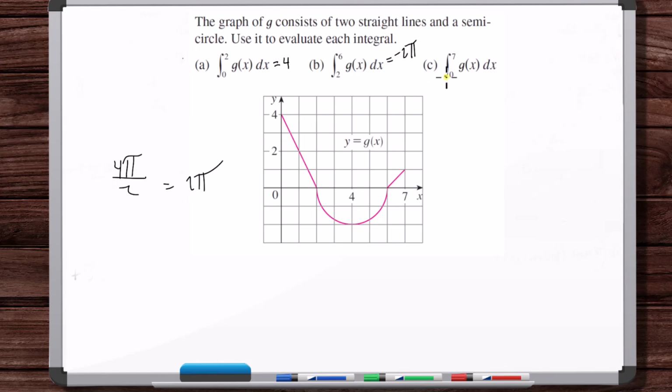All right, from 0 to 7. This is going to be the net area. So this area is positive 4 from 0 to 2. Then we're going to subtract 2 pi, and then we're going to add the area of this triangle. Base is 1 times height 1 divided by 2. So add 1/2. 4 plus 1/2, so 4.5 is 9/2. So 9/2 minus 2 pi.